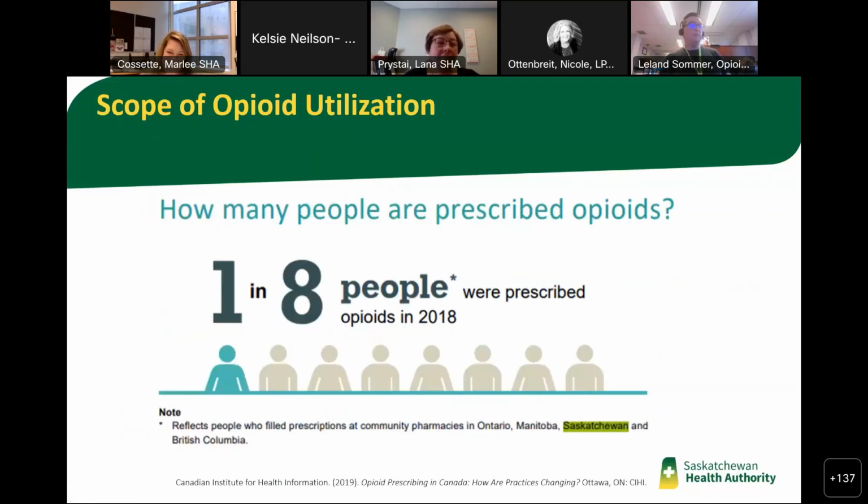When we look at Canada, 1 in 8 people were prescribed opioids, and this is from the CIHI data 2018, and this includes Saskatchewan specifically. We have a good prescription review monitoring program. So if you extrapolate the 1 in 8, that's about 140,000 people in this province who had an active opioid prescription.